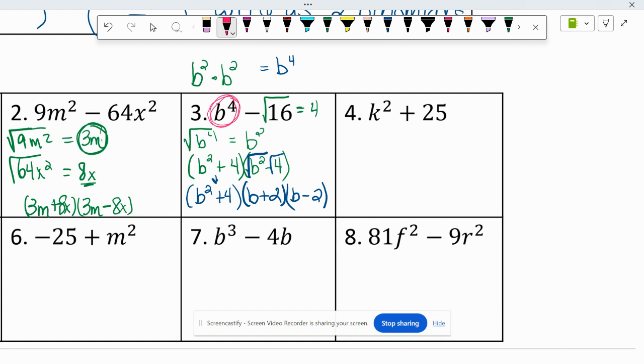Yeah, what does it say in there? Yeah, the sum of squares is not factorable. Is this the sum of two squares or is this a difference? This is a sum. Plus sign means sum. So the sum of two squares is not factorable. It is not factorable.